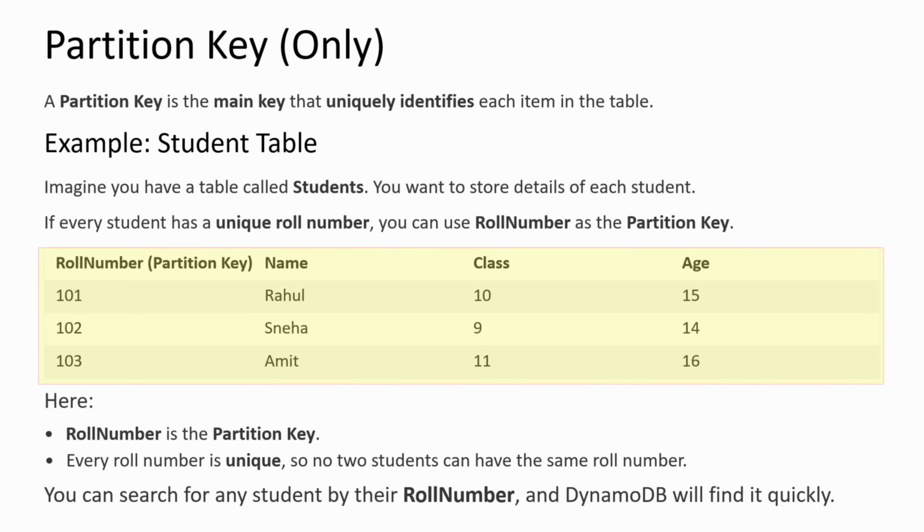Here you can see the table and here roll number is acting as a primary key, which is nothing but the partition key. Every roll number is unique, so no two students can have the same roll number. You can search for any student by their roll number and DynamoDB will find it quickly.